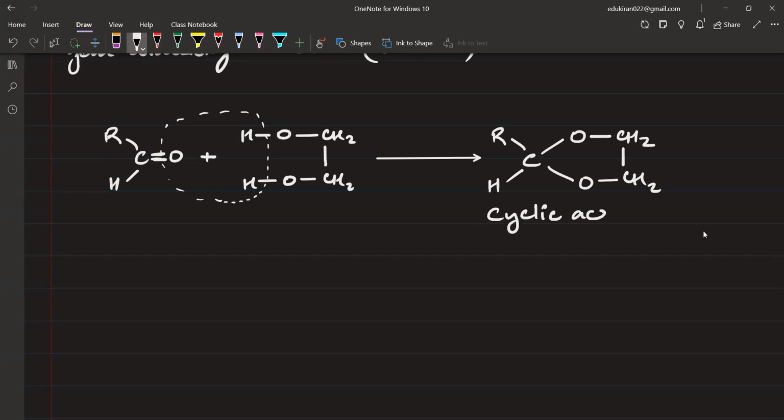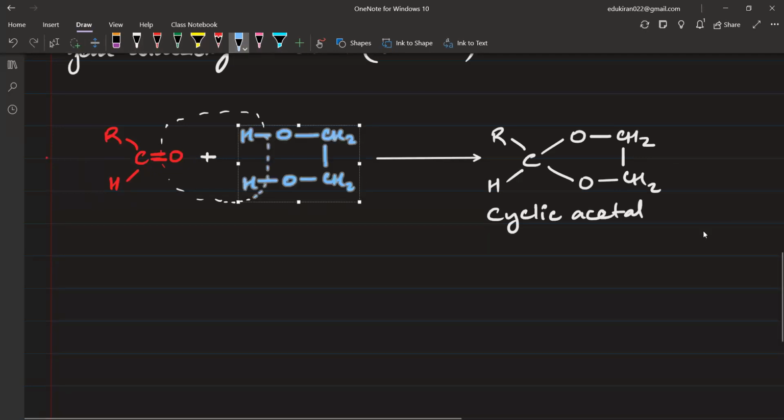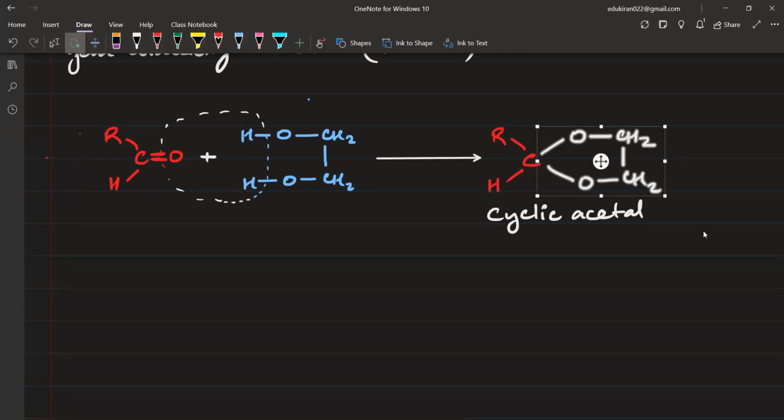Cyclic acetal. Let us suppose this part is red and this part is blue. So in our molecule, this part is coming from the aldehyde, and this part is coming from the glycol. All of you understood this? Yes or no? Please tell me.